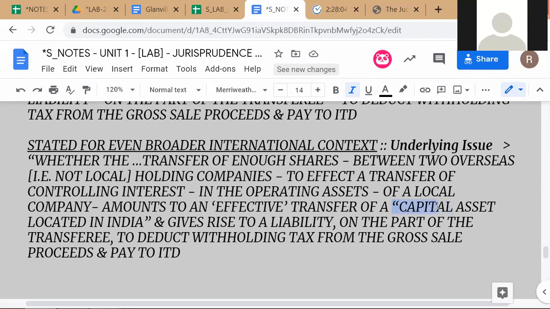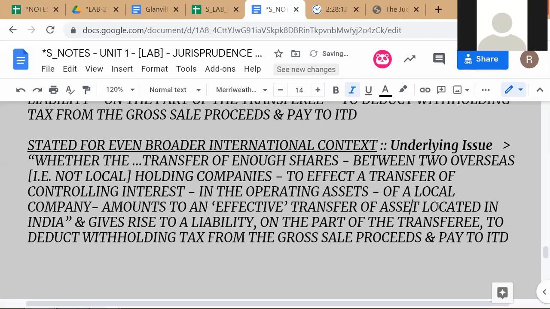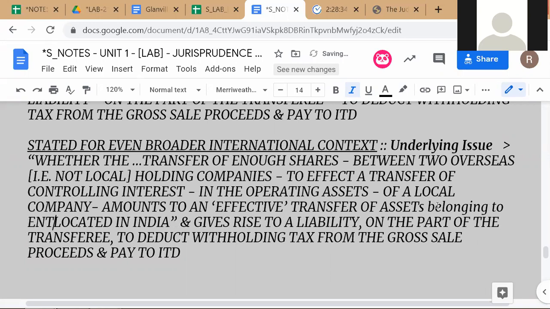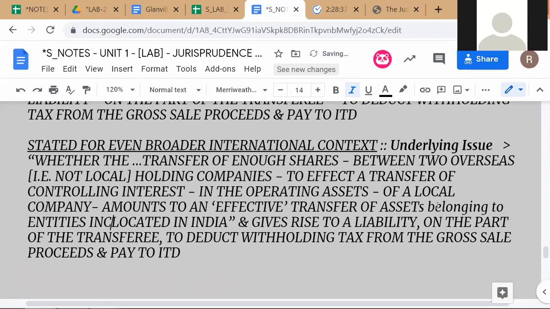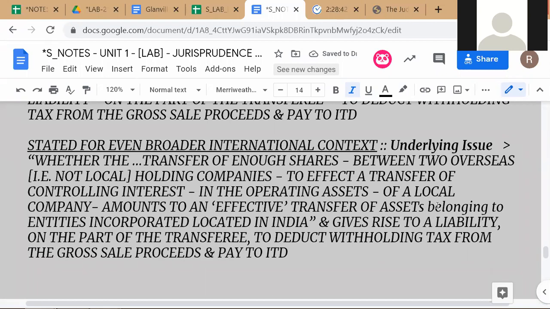Okay, you write it as local assets, or of assets belonging to, transfer of assets belonging to entities incorporated locally. Okay.